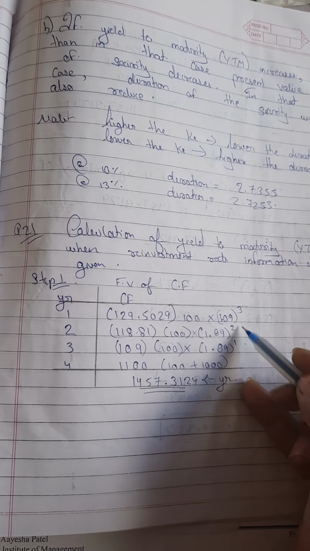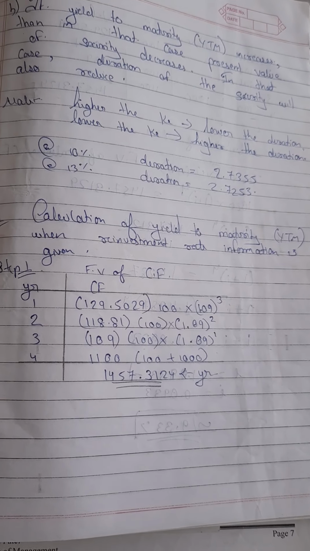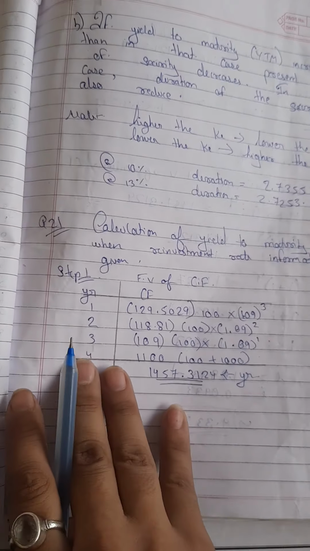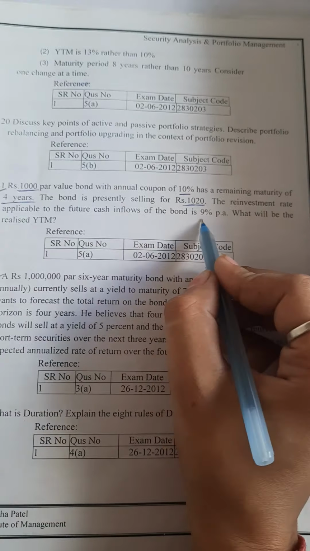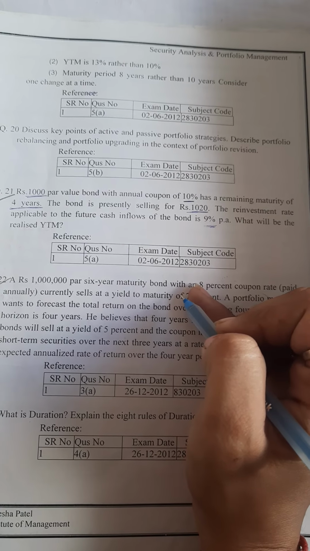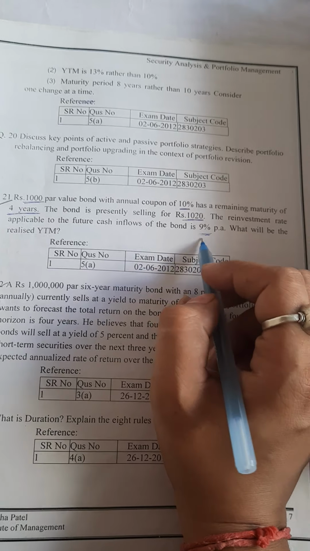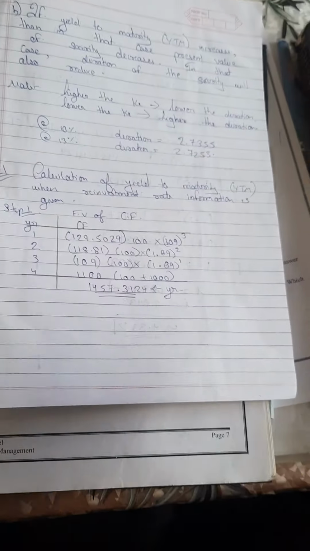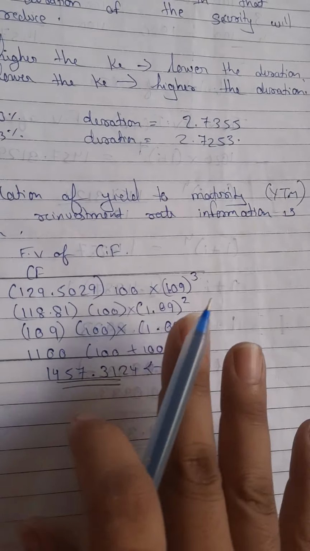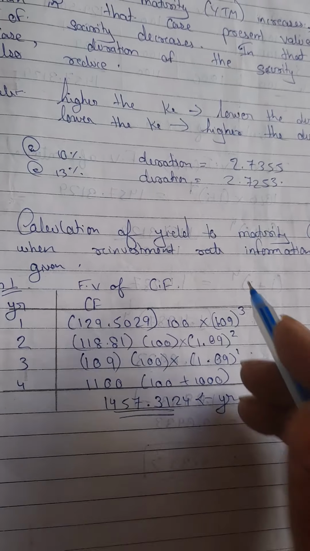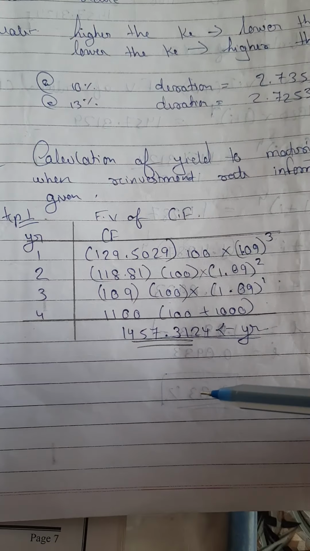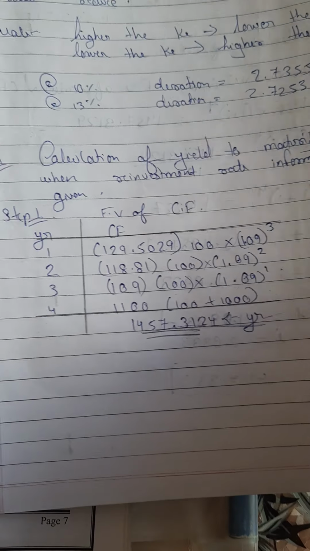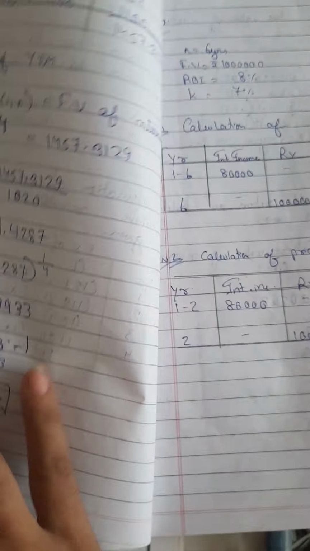Why have we used this? 100 into 1.09 raised to 3, because the reinvestment rate is 9%. We have to multiply the K factor for the investment rate by 100 and henceforth get the cash flows. The total of these cash flows and these multiplications would be 1457.3124.